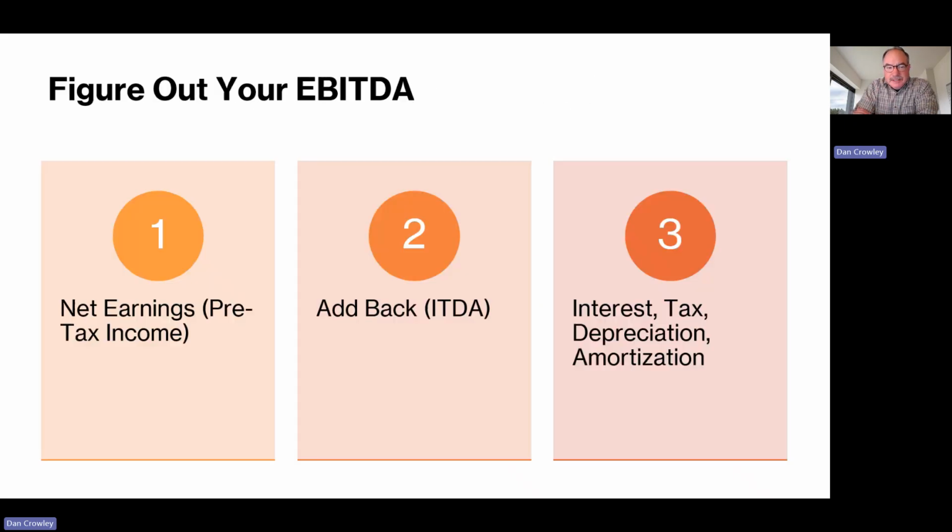All right. So first, figuring out your EBITDA. You're going to take your net earnings or your net income, whatever the smallest one is, and you're going to add back in interest, taxes, depreciation, and amortization. That's the EBITDA, right? Earnings before those things. So interest, tax, depreciation, and amortization.